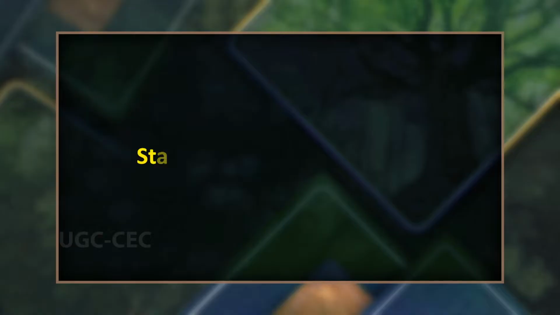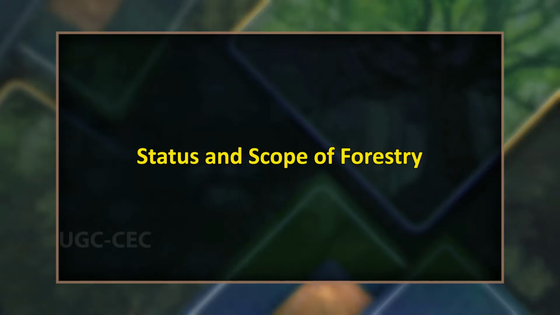Welcome, dear students. Today we are going to learn about the status and scope of forestry.